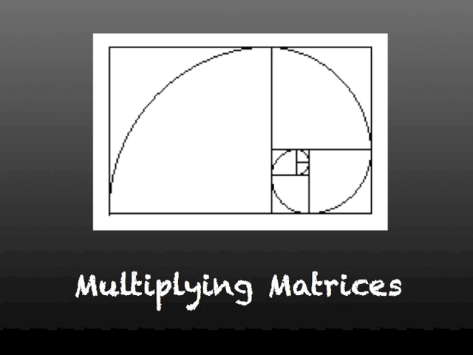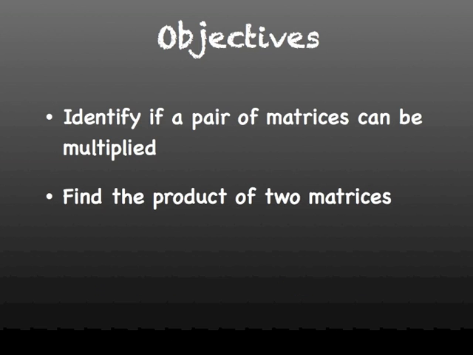Now we're going to look at multiplying matrices. By the end of this, you should be able to identify if a pair of matrices can be multiplied together, and you should be able to find the product of those two matrices.